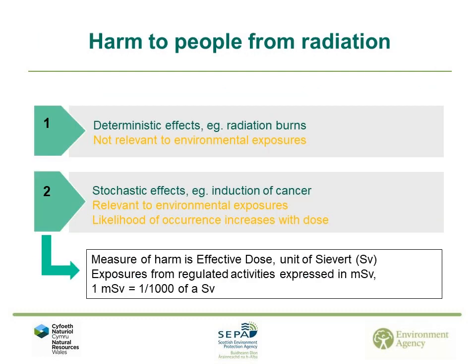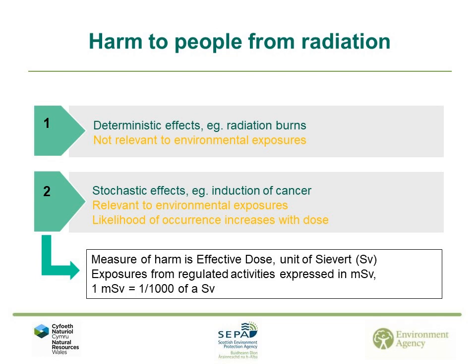Harm to people from radiation. There are two distinct categories of health effects from radiation exposure. Firstly, deterministic effects, such as radiation burns or radiation sickness. These effects do not occur below a certain threshold, which is an absorbed dose of around 100 milligrays. Above this dose threshold, deterministic effects increase in severity as the absorbed dose increases.